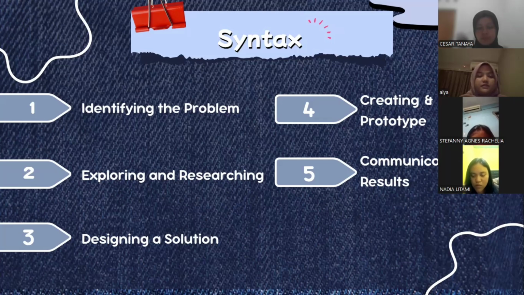The third is designing a solution. Students brainstorm and plan a prototype or solution using STEM principles. The example is drawing and planning the structure of the water filter. The fourth is creating and testing the prototype. Students build and test their design, collect data, and make improvements. And the example is build the filter, test how clear the water becomes, then modify it if needed.